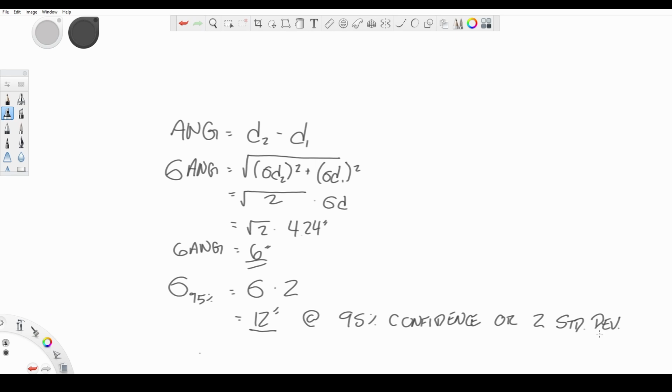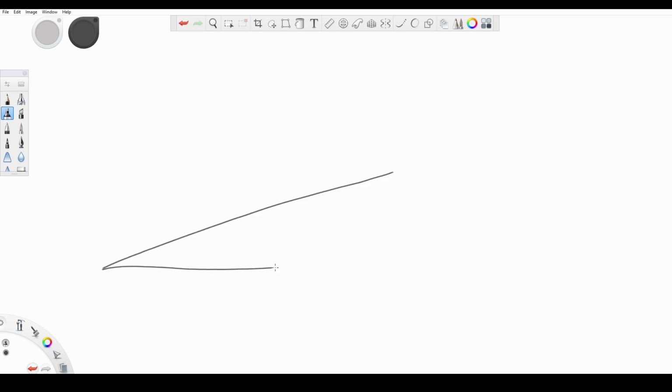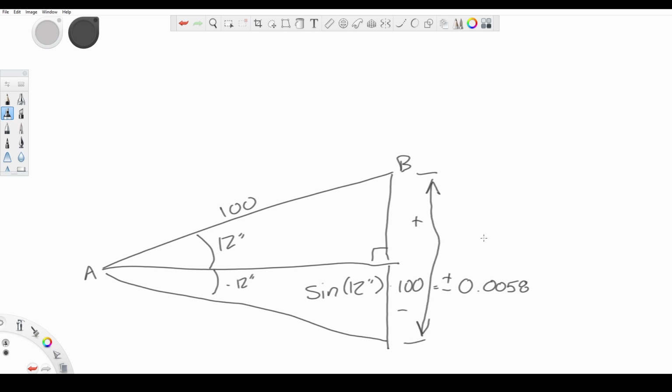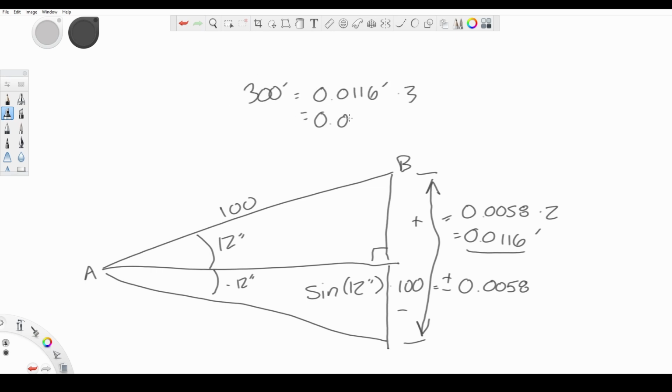If we plug this back into our original equation to get an idea of how this affects horizontal distance on the ground, we go from 1.4 thousandths of a foot to 5.8 thousandths of a foot. And remember, that's plus or minus, so one day we may be negative 6 thou, the other day we may be positive 6 thou for a span of 12 thousandths of a foot over a 100-foot observation. Push that out to 300 feet, and now we're looking at a span of 34 thousandths of a foot.